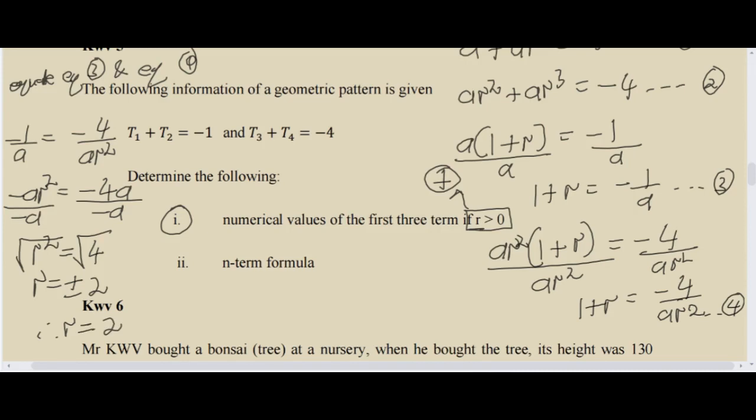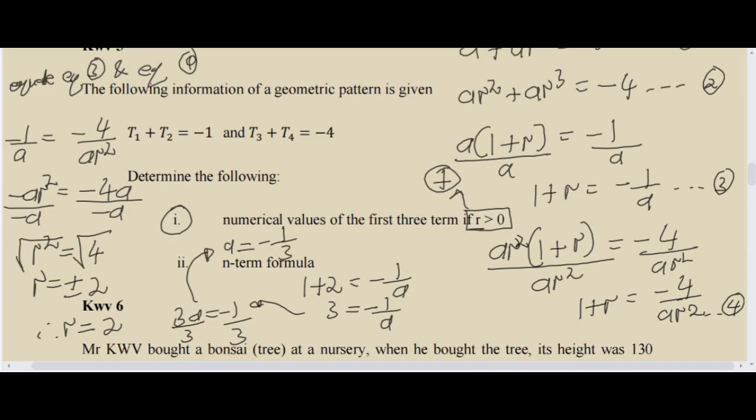But then we haven't determined the first three terms. In order to determine the first three terms, we need the first term first. So we can substitute the R here into any equation. Let's substitute in equation number 3. So that's 1 plus 2 is equal to negative 1 over A. 1 plus 2 is 3, and it's equal to negative 1 over A. If we cross multiply this, 3A is equal to negative 1. Divide both sides by 3, then A is equal to negative 1 over 3.